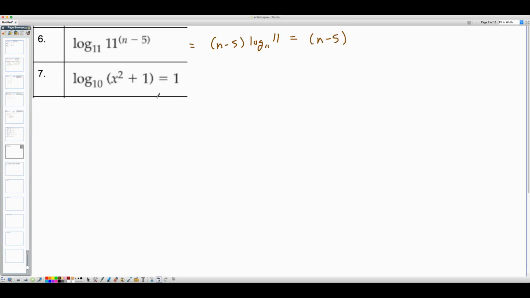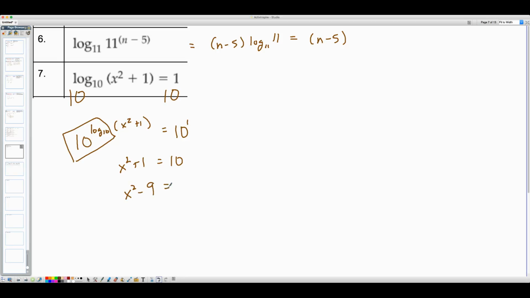And this fellow, I'm going to raise 10 to both sides of this equation. Can I do that? Can I take 10 and raise it to things that are equal and make it equal? Sure. So if I have 10 to the log of base 10 of x squared plus 1 is equal to 10 to the 1 power. This is the inverse operation here, so I end up with x squared plus 1 is equal to 10. When I subtract 10 from both sides of the equation, I get x squared minus 9 is equal to 0.